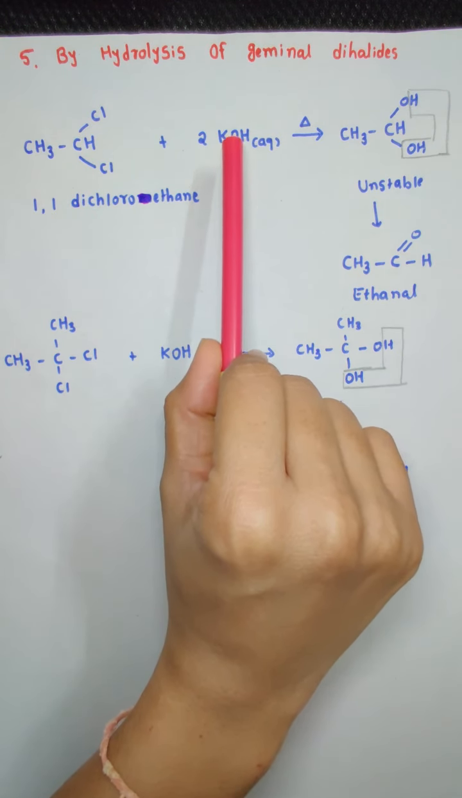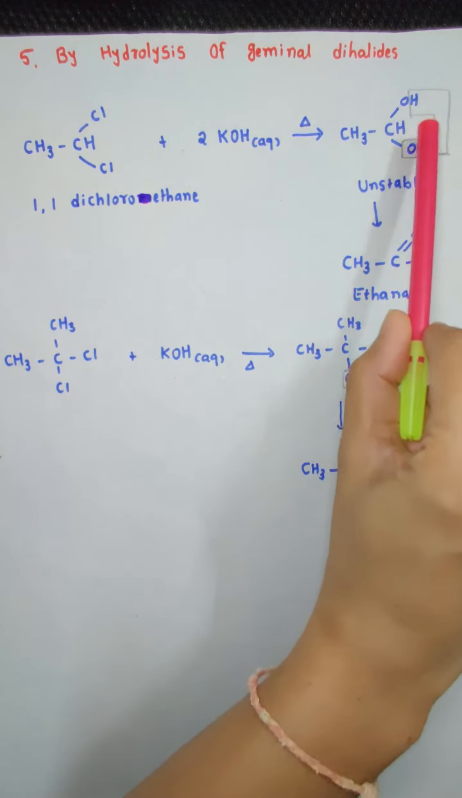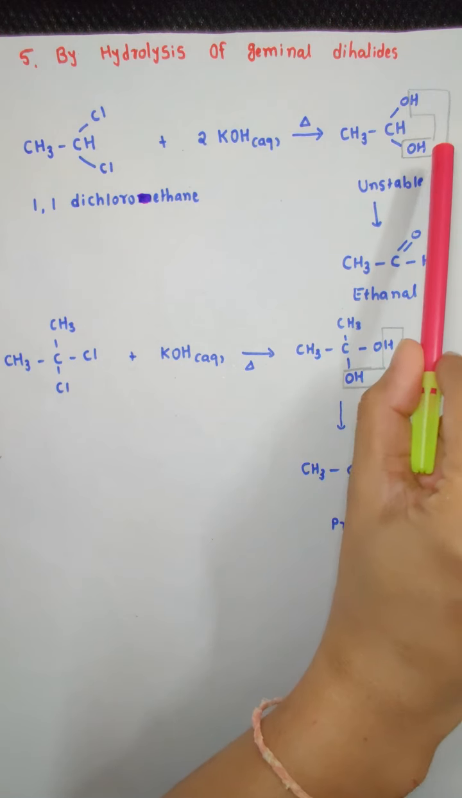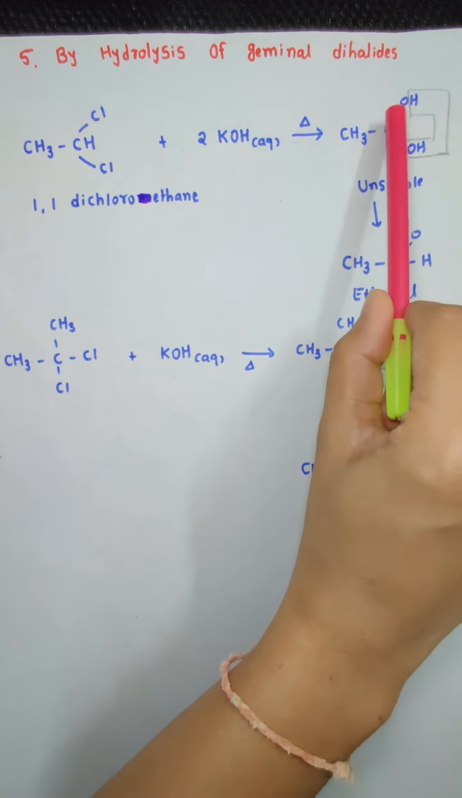Now here, as you can see, two OH groups are present on a single carbon atom, which is not going to form a stable product, as we already know. So a water molecule will be eliminated from here, and this oxygen hydrogen bond electron will shift between carbon and oxygen, and you will get ethanal as the product. Okay, now let us take another example.